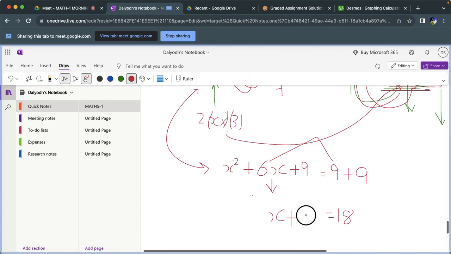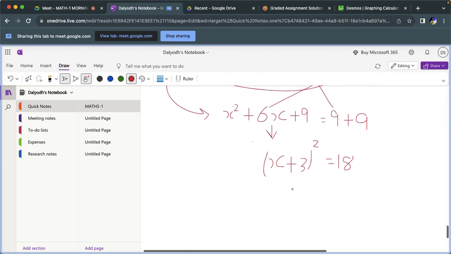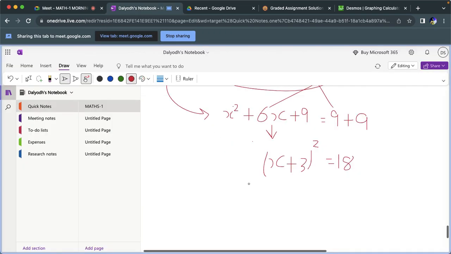Okay. So now I think it's not hard to solve the next part. You can easily solve the answer, right, if you separate it like this. Just tell me what to do next. How can you get x from here? You are given x plus 3 whole square equals 18.